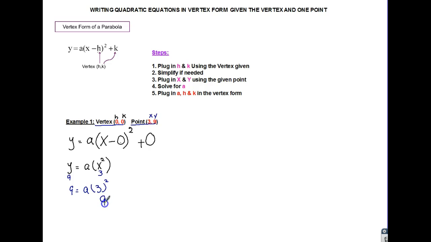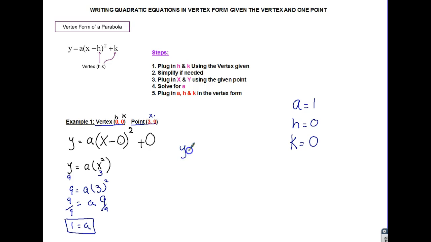3 times 3 is 9. 9 equals 9a. Use inverse operations to solve for a. So a equals 1. So now you have a equals 1, h equals 0, k equals 0. So you can go back to the original formula and plug these values in.